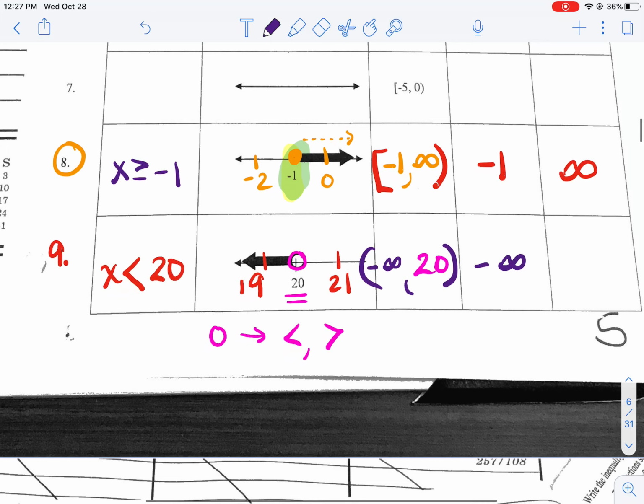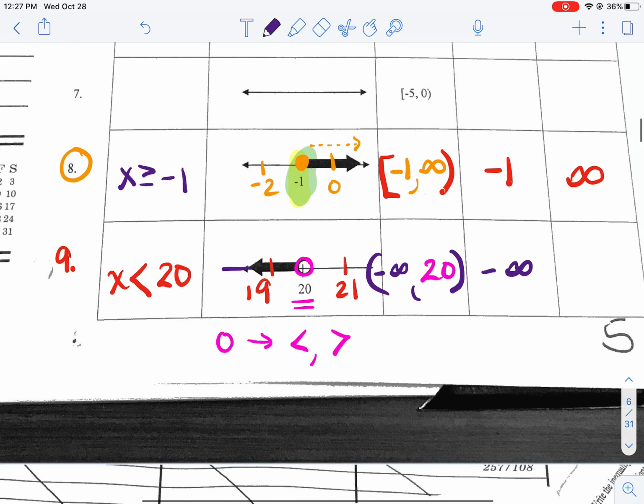Okay, so what's the smallest number we could have? Well, negative infinity, right? Because this is going to keep going forever and ever, even when we get to 17, even get to 0, even get to -20, right? But the biggest number, be careful, the biggest number here is not going to be 20. 20 is not in this solution set. It's actually going to be one number before, which is 19.